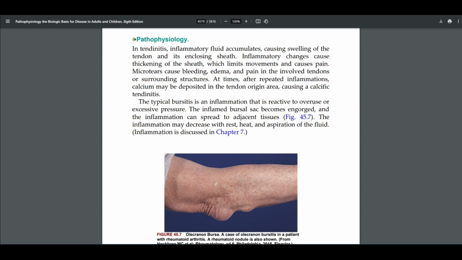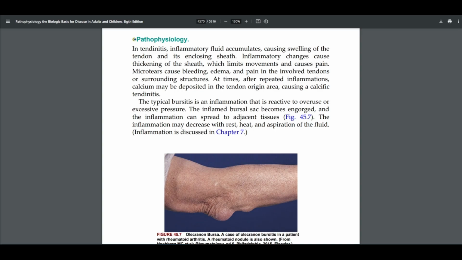In tendinitis, inflammatory fluid accumulates, causing swelling of the tendon and enclosing sheath. Inflammatory changes cause thickening of the sheath, which limits movement and causes pain. Microtears cause bleeding, edema, and pain in the involved tendons or surrounding structures. At times, after repeated inflammations, calcium may be deposited in the tendon origin area, causing a calcific tendinitis.